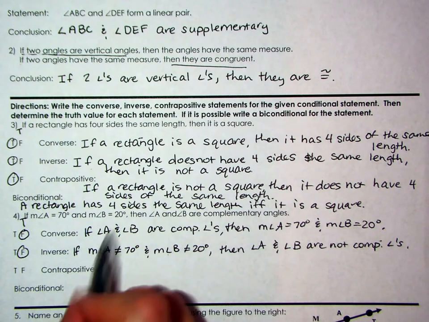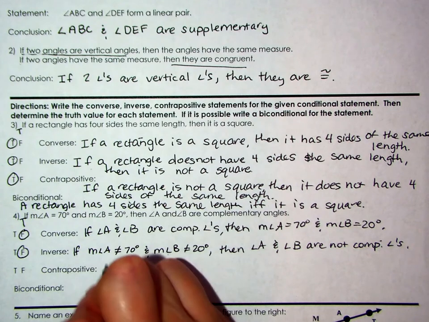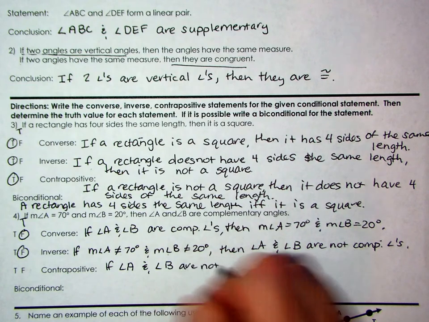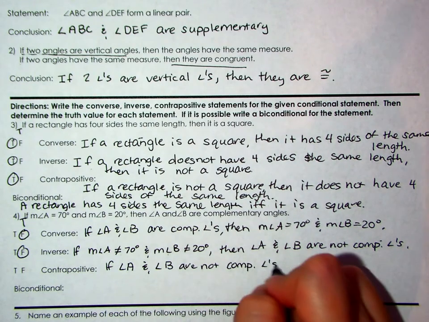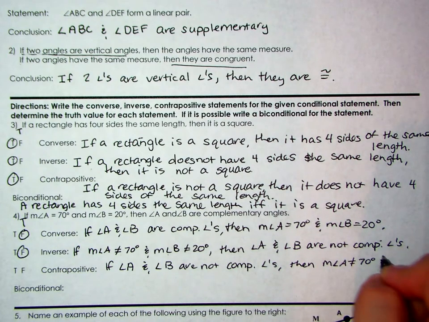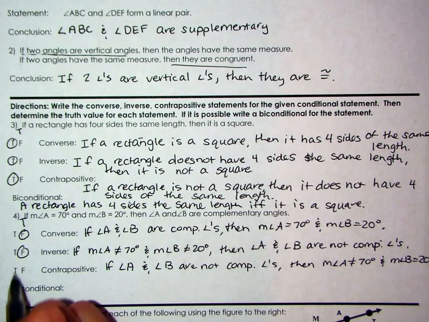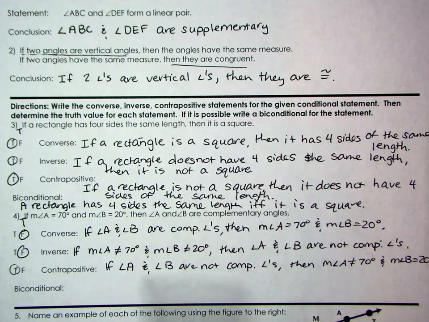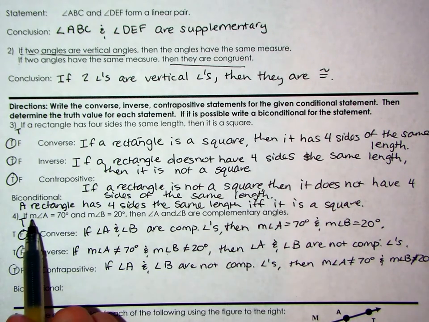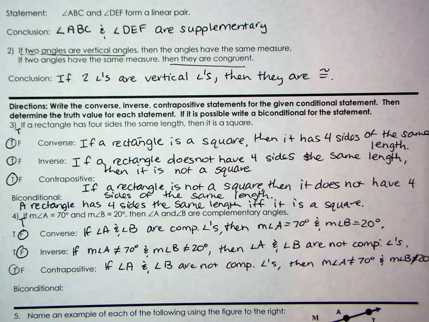The contrapositive would be to flip and negate. So if angle A and angle B are not complementary angles, then measure of angle A is not 70 degrees and the measure of angle B is not 20 degrees, which can uphold, it can be true in this case because as long as they're not complementary angles, we know for a fact these can't be their measures. The big word here is and. It has to be true for both. So, and I should have put a not there. So this would uphold, but again, I can confirm that because my original and my contrapositive should match in truth value.